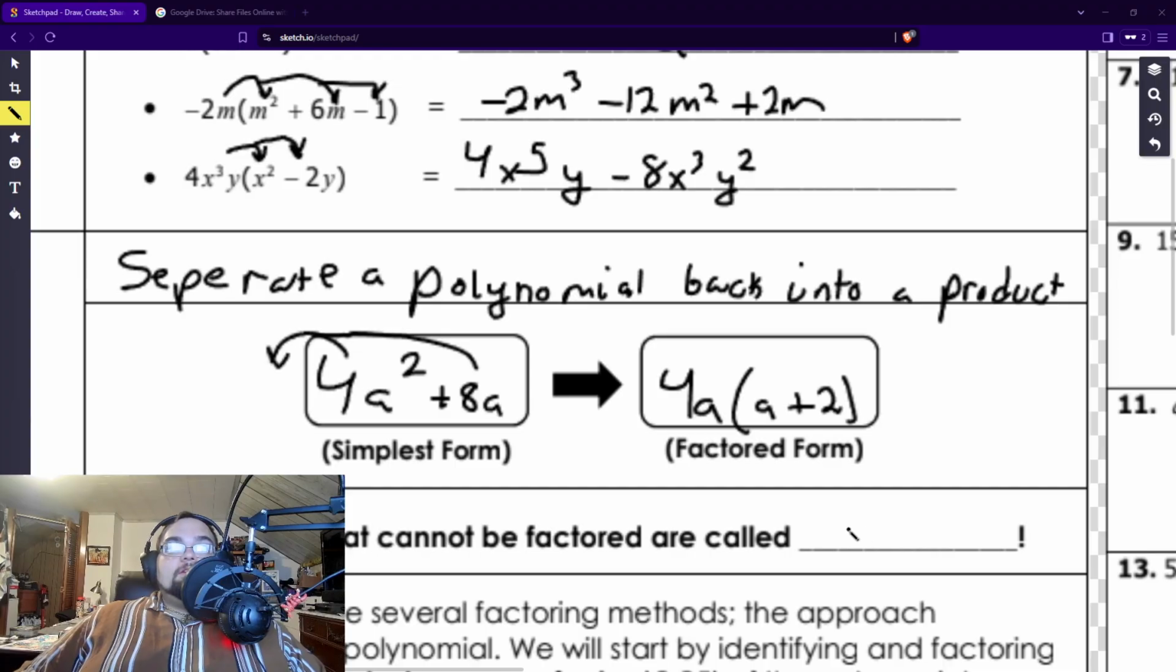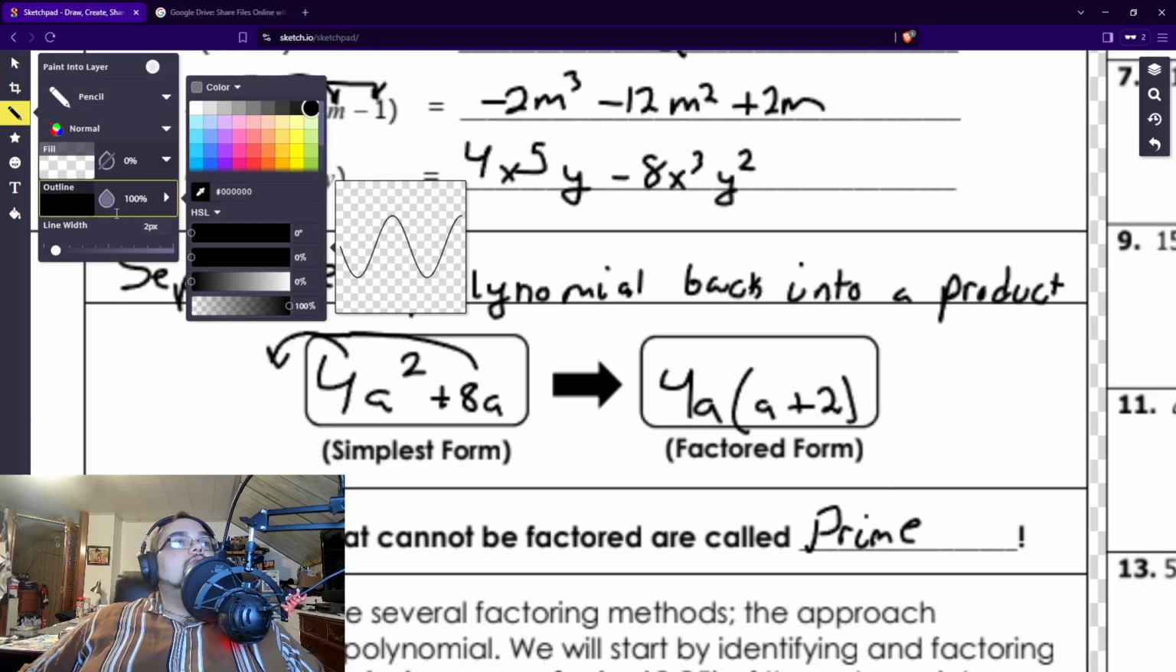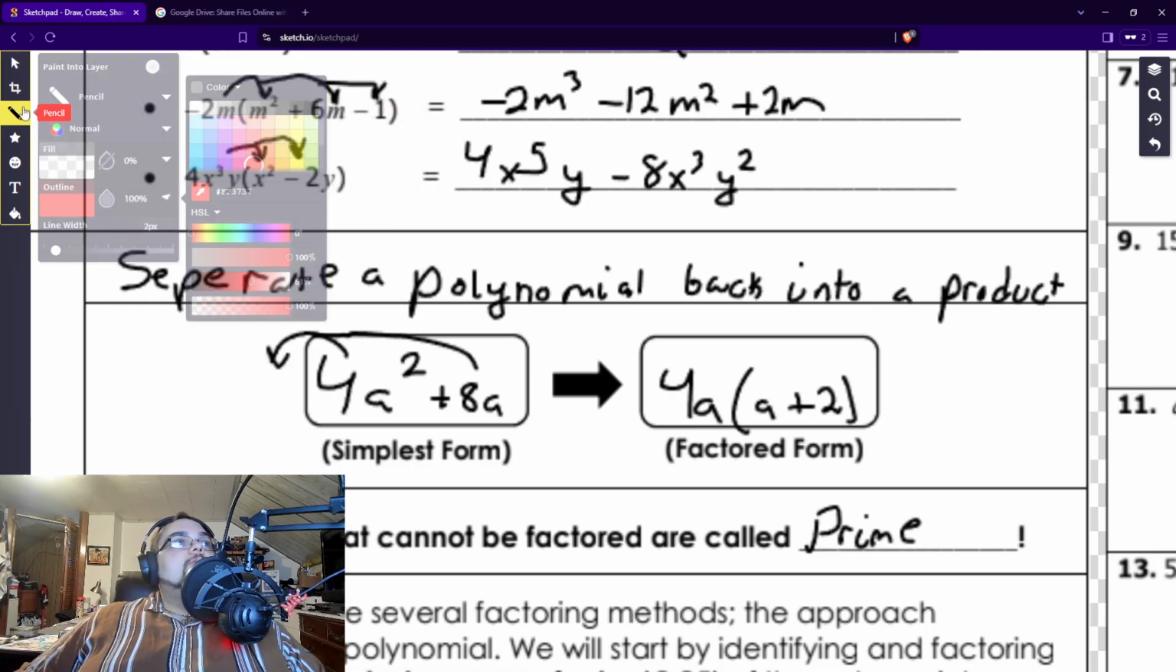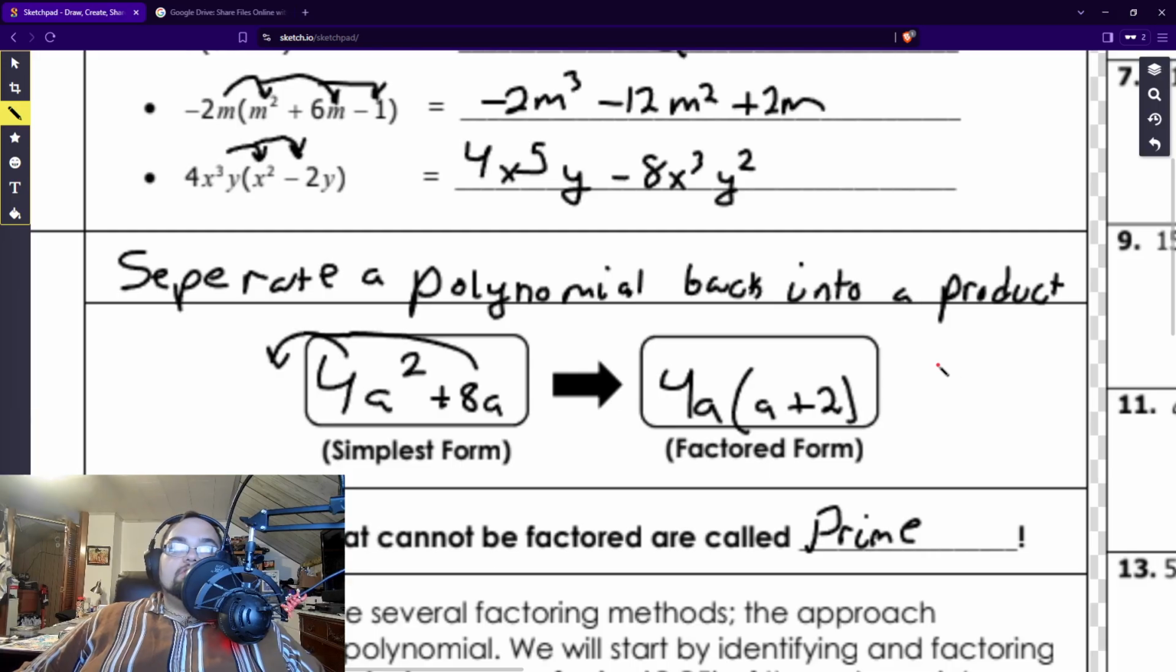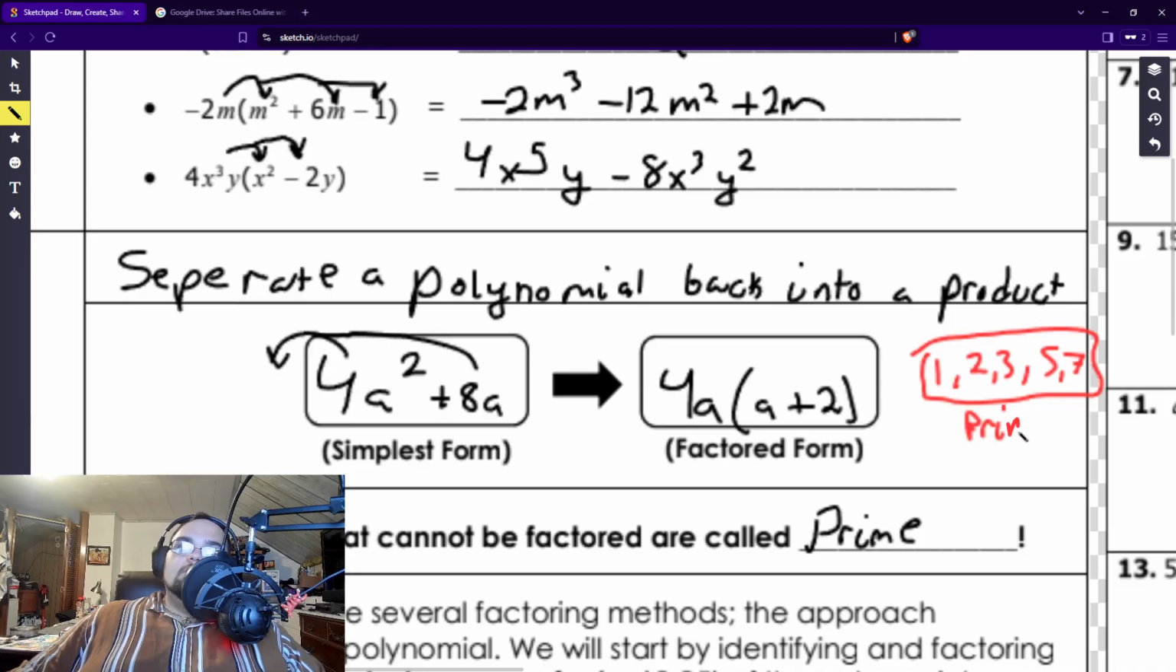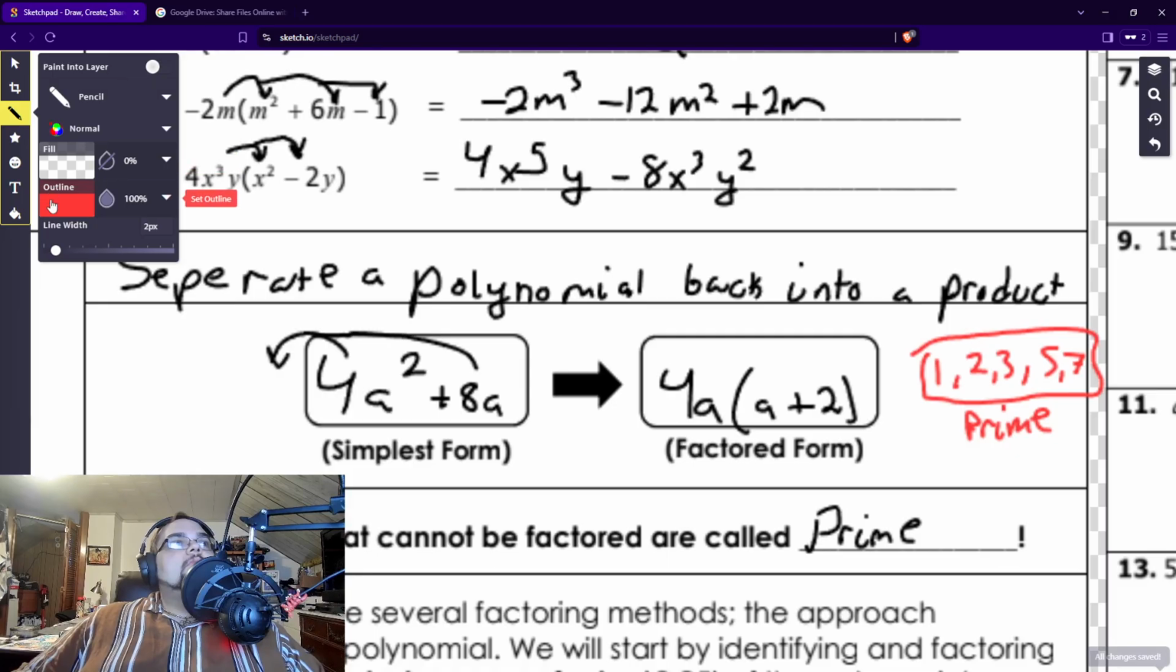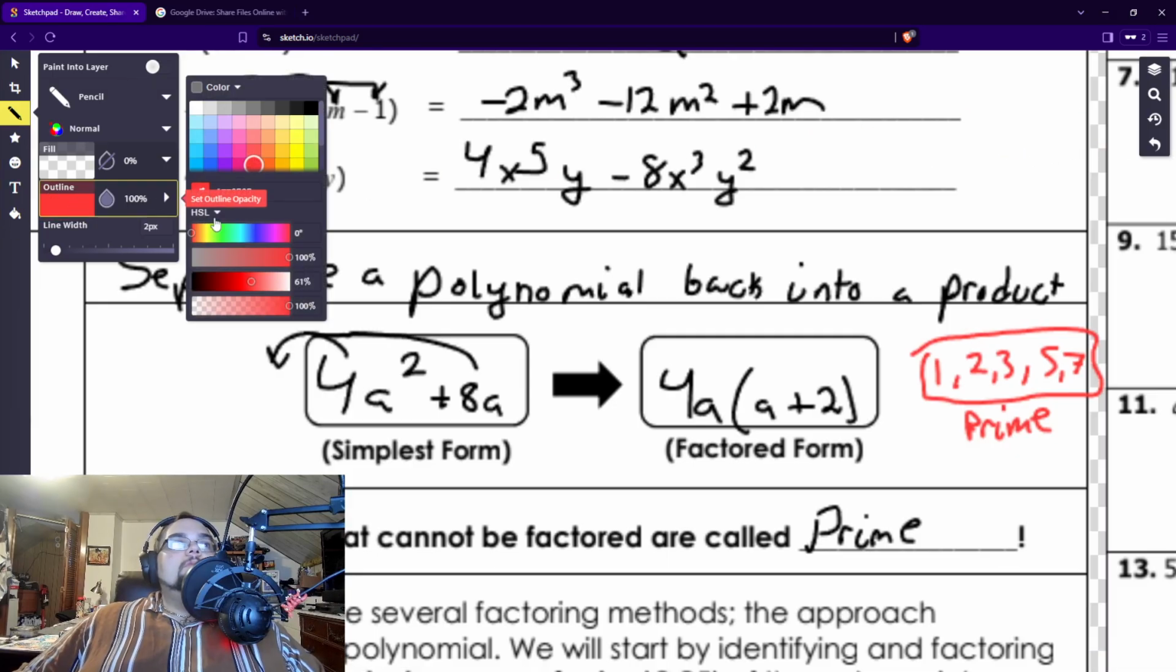Polynomials that cannot be factored anymore are called prime. Now, you may be familiar with the term prime in prime numbers. Wow, who would have guessed? So, prime numbers are numbers like 1, where it can't be separated into any numbers besides itself and 1. Same thing with 2 and 3 and 5 and 7. Those guys are prime.